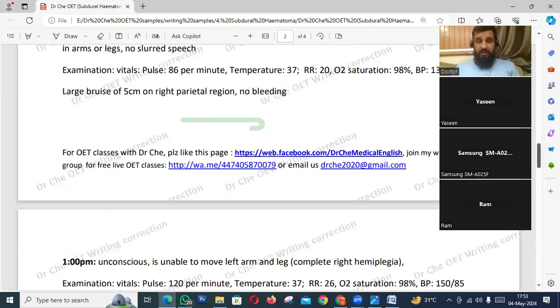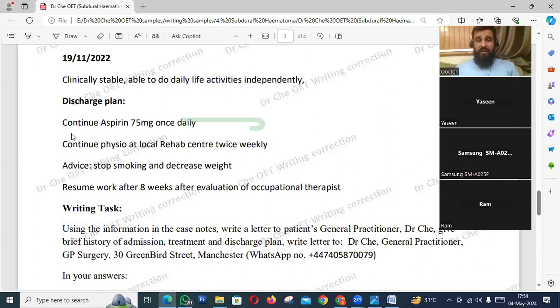In this case, the GP will continue giving this patient aspirin 75 milligram. The GP will contact the physiotherapist to make sure that physiotherapy is done twice weekly. The GP will advise the patient to stop smoking and decrease weight. You will also advise, but the GP will ensure it, okay? And the GP will ask the patient to resume work after 8 weeks, not before 8 weeks, okay? After evaluation by the occupational therapist, okay? These things will be done by the GP, and the GP will make sure of these things with further specialists, okay?